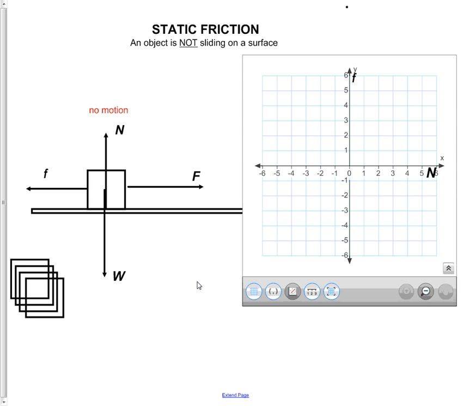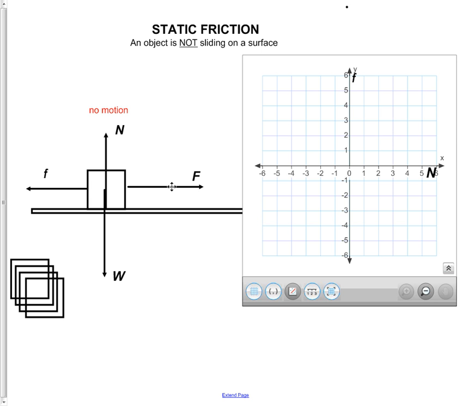Okay, so now let's go to static friction. Static friction is the situation when the object is not sliding. So here we have a situation, and there is no motion. The weight of the box is down, the normal force is up, and again I'm pulling with a force F, but I'm not pulling with a force big enough to actually make this thing move across the table. So we can see that whatever F is right now is what the frictional force has to be, because it's in equilibrium.